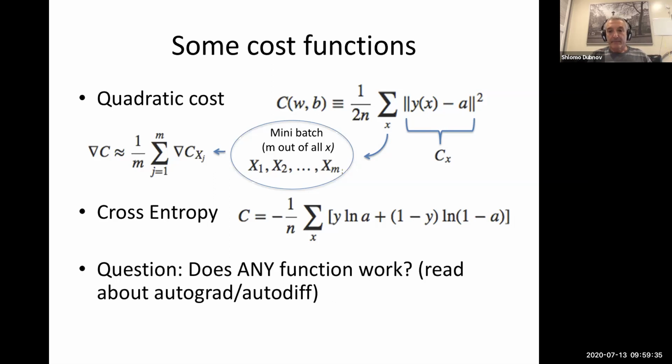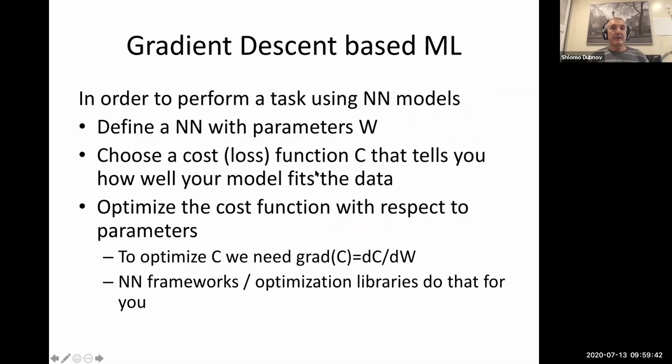But for now, let's stay with these two main functions. So the whole idea of gradient descent-based machine learning, or this differential programming, is that you define a neural network with some parameters, you choose a cost function, you optimize the cost function. To do this, you need to be able to calculate the gradient of that cost function as a function of the parameters, and you have the neural network frameworks that can do this for you.